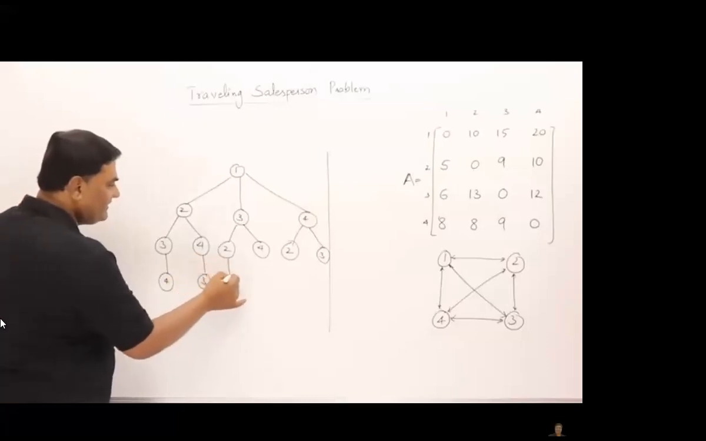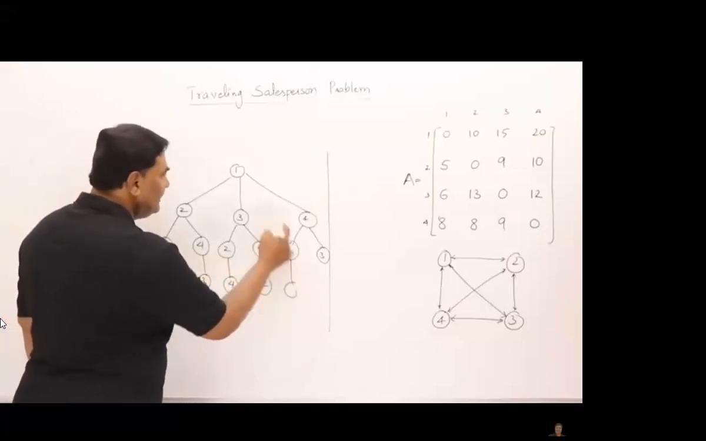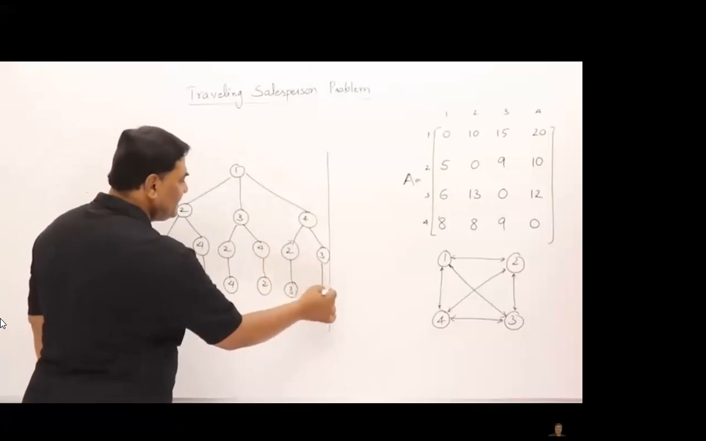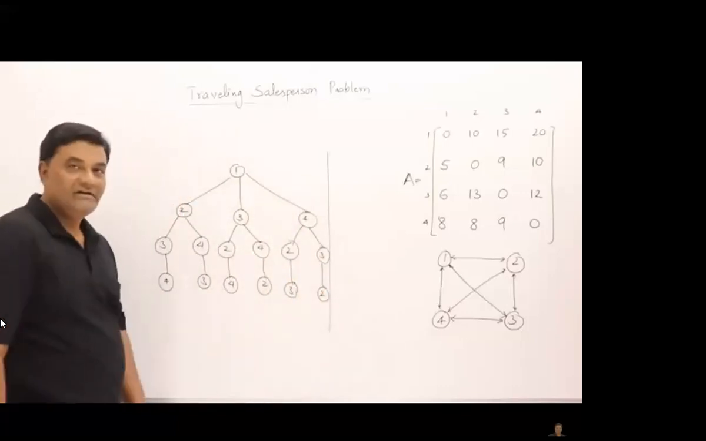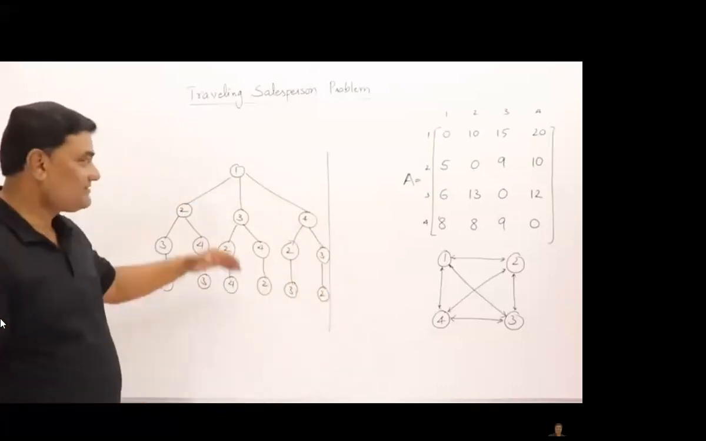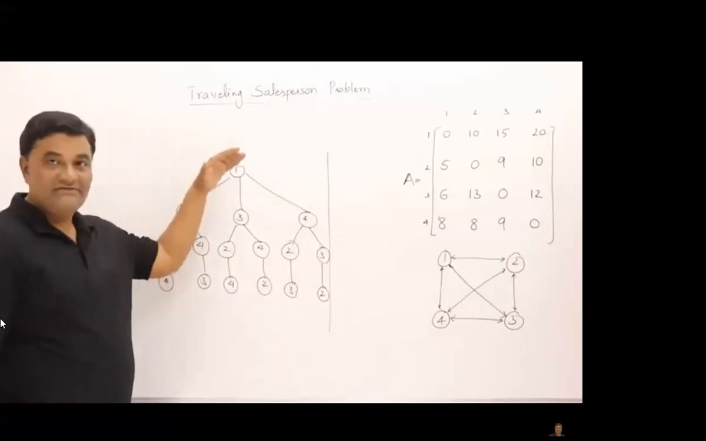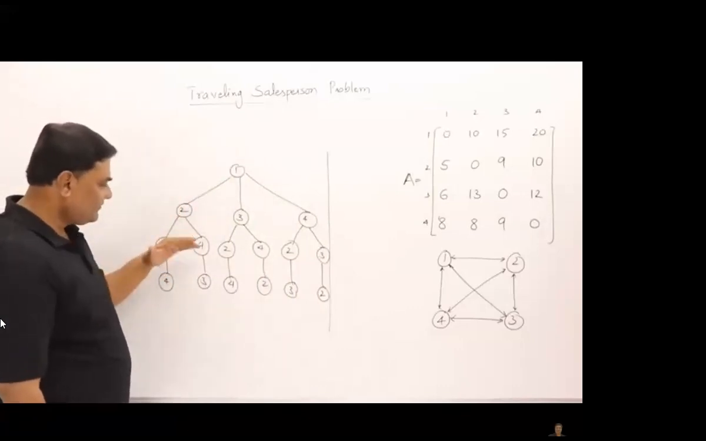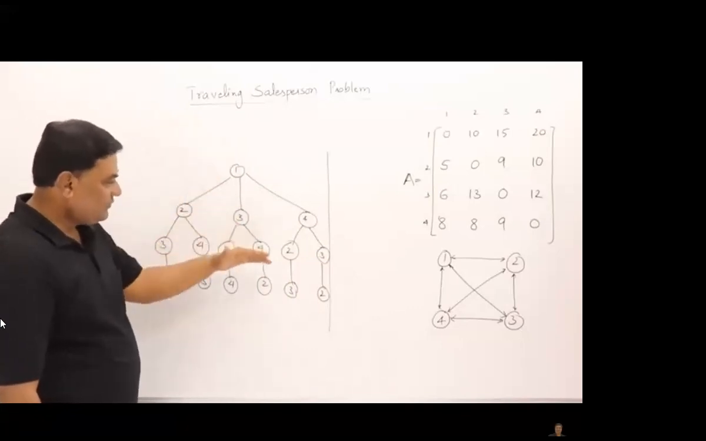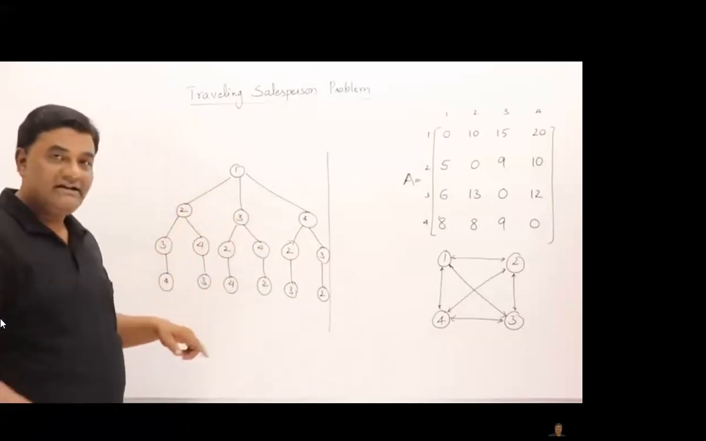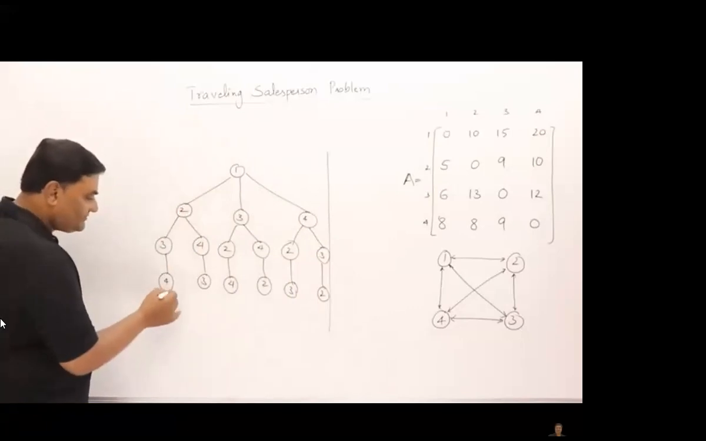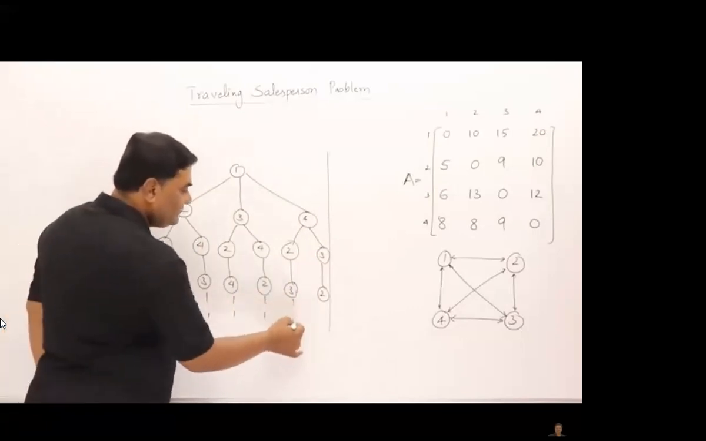Here the leftover vertex is 3, leftover vertex is 4, leftover vertex is 2. For 1, 4, 2 is already over, so 3 is remaining. For 1, 4, 3 is already over, so 2 is remaining. See, these are the possible routes that a salesperson can take. He can start from 1, then go to 2, then 3, then 4, or 1, then 4, then 2, then 3, or 1, 3, 4, 2, like this. There are many possible routes. Then after that, he has to return back to starting vertex 1 only. After 4, he has to come back to 1, right?